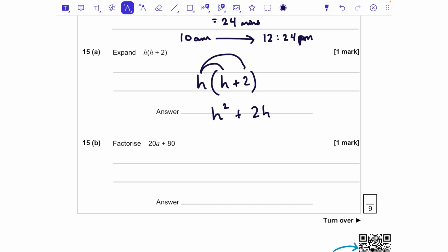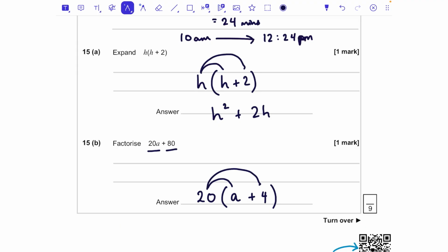So factorise means putting into a bracket. I'm looking for the biggest number that they've got in common. There are no letters in common here, but they are both in the 20 times table. So I'm going to put 20 on the outside, and then that would be a add 4, because 20 times a is 20a, and 20 times 4 gives me the 80.